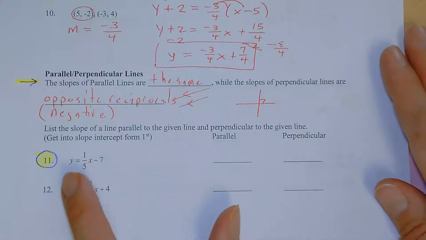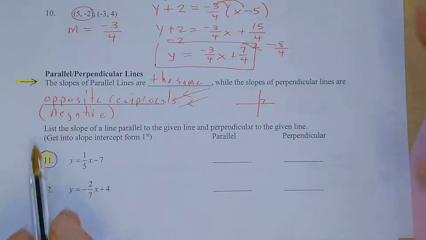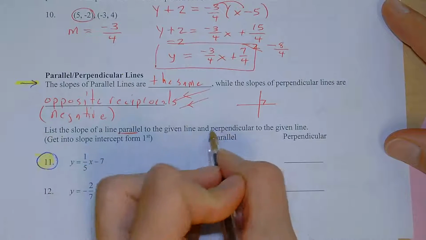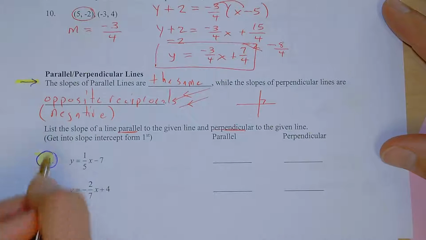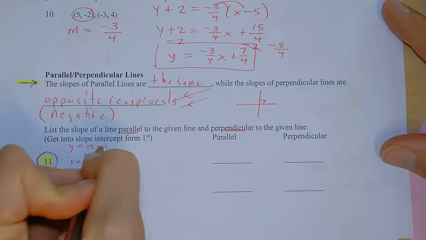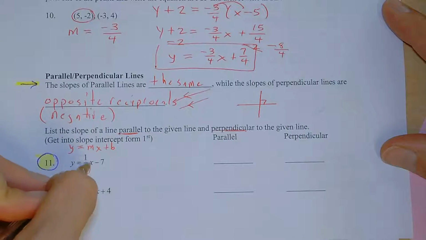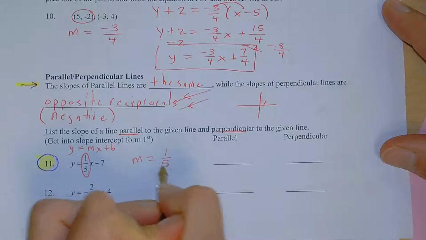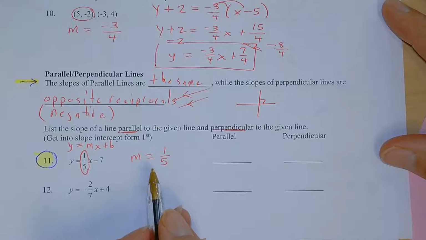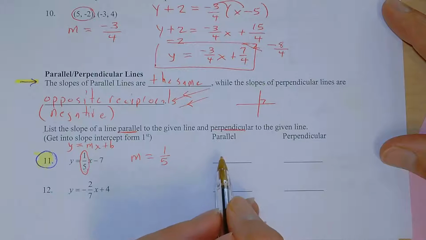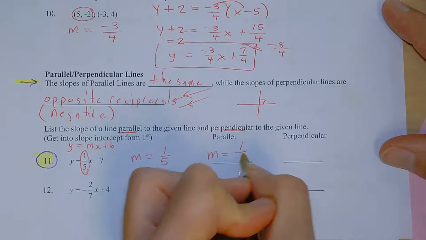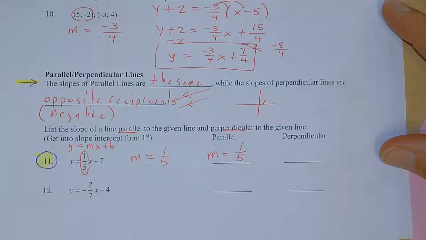Okay, so I'm going to show you an example of what parallel lines and perpendicular lines look like. All of these examples will ask you to list the slope of a line parallel and a line perpendicular to the given line. So we know that this is in y equals mx plus b form. It's in slope-intercept. So go ahead and circle the slope. The slope is always going to appear in front of the x. So my m is 1/5. If I think about a line going up 1/5, then a line that's parallel will also go up 1/5. So the slope of a line parallel will be 1/5 because they're going to rise and run the exact same.